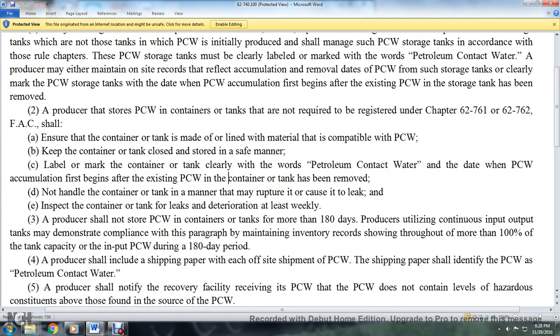Producers utilizing continuous input-output tanks may demonstrate compliance with this paragraph by maintaining inventory records showing that throughout the 180-day period, no more than 100% of the tank capacity was input as petroleum contact water.